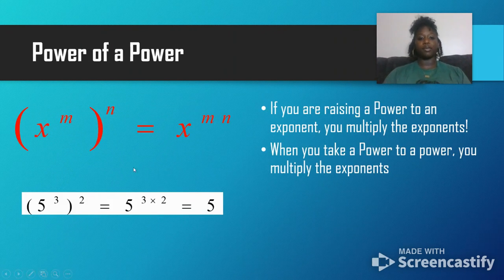Next up, we have power over power. If you're raising a power to an exponent, you multiply the exponents. When you take a power to a power, you multiply the exponents. As we have here an example, we have 5 to the third power to the second power. We will multiply 3 times 2. 3 times 2 is 6, which will give us 5 to the sixth power.